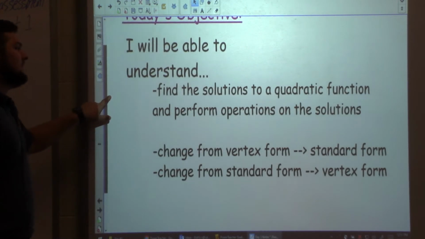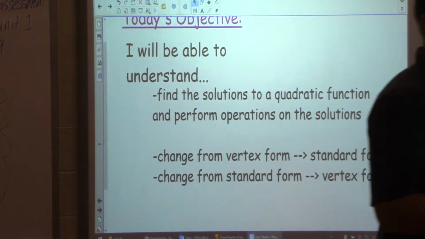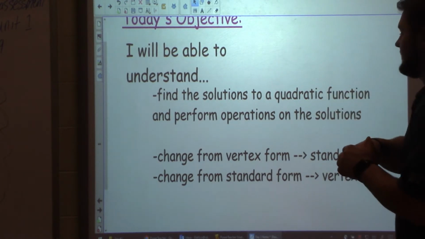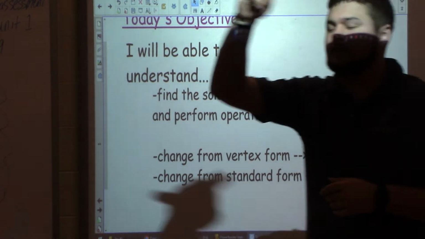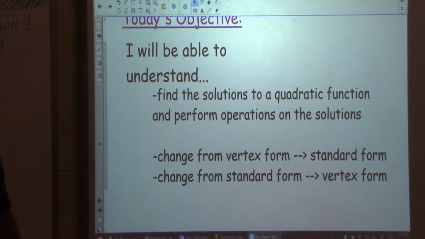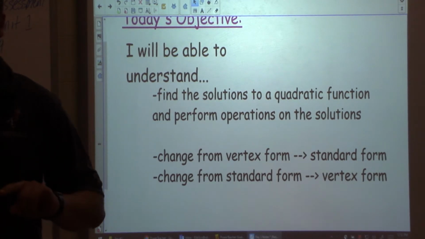So today, I'm going to talk about a couple different things. We're talking about finding solutions to quadratic functions and performing operations on those solutions. So this is basically what we did day one. And then we're going to do some operations with those solutions. And then we're going to change between the two forms. Vertex to standard, standard to vertex. Vertex to standard you'll be able to do in your sleep right away. You'll know how to do it. It'll be great. Standard to vertex will be a little more difficult, but I think it'll be okay.